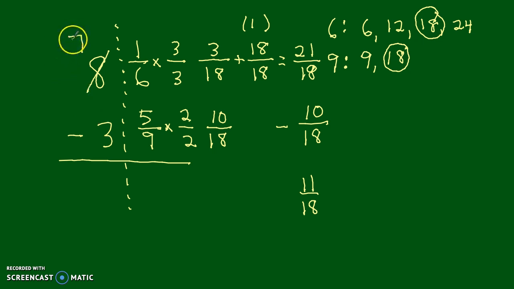Now I come back, I do my whole numbers. 7 subtract 3 is 4. So I put my whole number along with my fraction, and I get the mixed number 4 and 11 eighteenths.